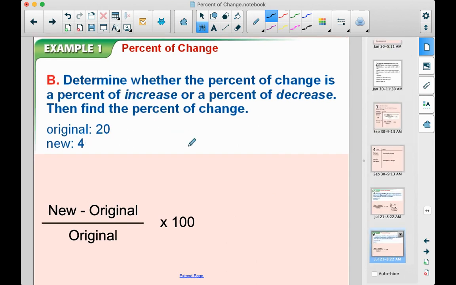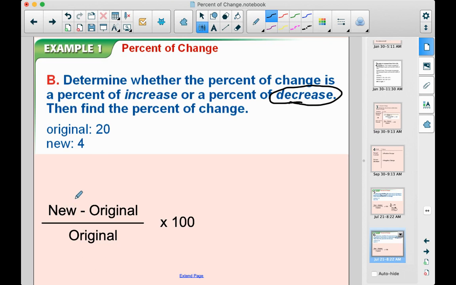Let's try another one. So this one started off at 20 and went to 4. So the number got smaller, which means I'm going to consider this a percent decrease. Okay, so it's going to be a decrease. And to figure out what the percent is, I figure out how much it changed. So the difference between these numbers is 16.